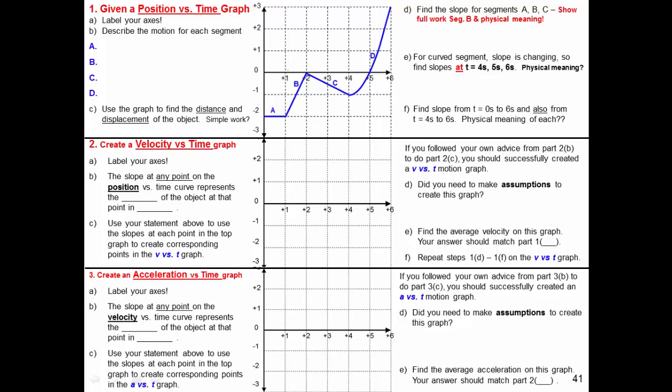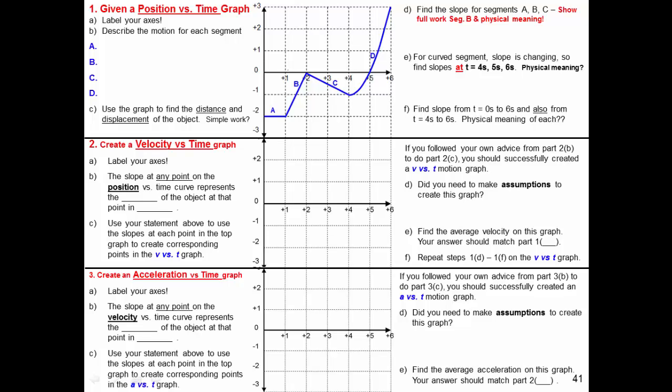So let's take a look at an example. We're going to start by looking at a position versus time graph, and we'll label our axes, describe the motion, and go through the steps that we have up above. We're going to work on the top third of this worksheet first, then once we complete the top third, we can move to the middle third, and finally we'll work on the bottom third a little bit later.